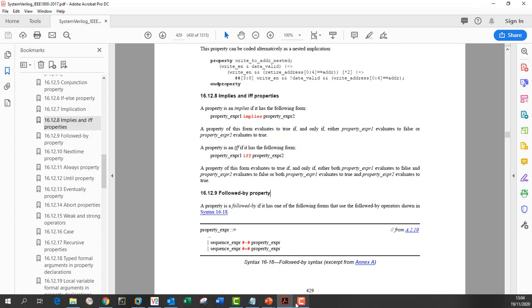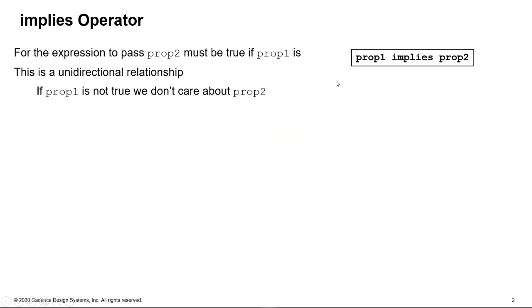What implies does is enforce this relationship, which is unidirectional. So if prop 1 is not true, we don't care about what prop 2 is doing. So that's where the lack of bidirectionality comes from. Now, the difference compared to the sequence implies operator is that these properties, which are operands to implies, are evaluated concurrently, i.e. in parallel at the same time.